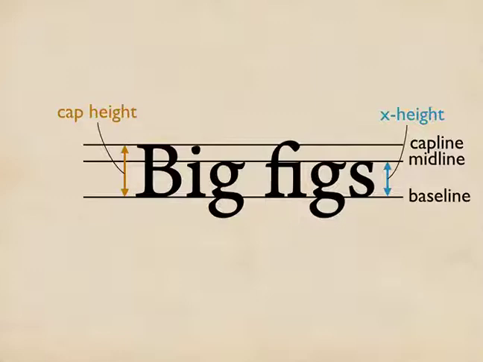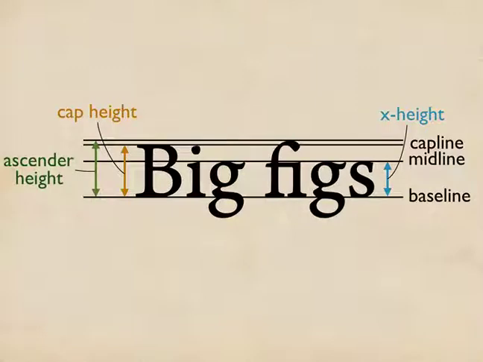Notice though that the F sticks out above the cap line. And this is very common in many fonts. So we can draw another line at the top of the F. The distance from the baseline to this line is called the ascender height. That's because the tall top of the F that sticks out above the midline and above the cap line is called the ascender.